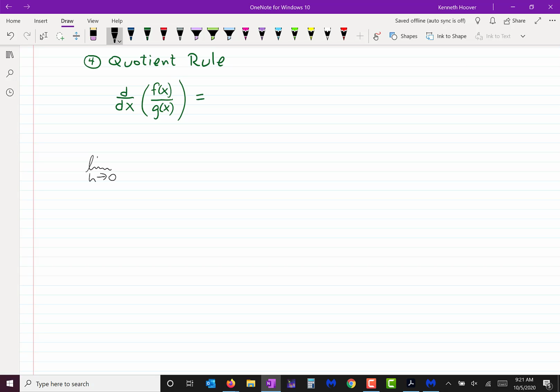So let's write down the limit of f of x plus h over g of x plus h minus f of x over g of x, over h. And let's see how we can manipulate that and get it to work out to something that we can recognize. Okay? So the first thing I will do is rewrite it like this. Instead of having fractions in fractions, let's rewrite it like this.